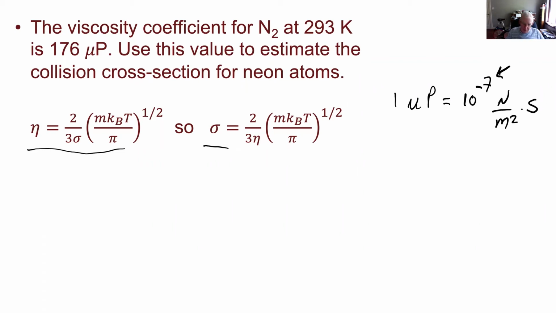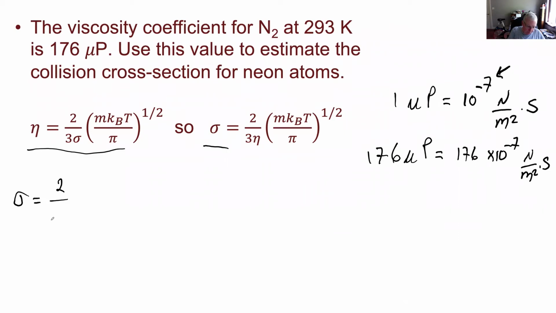Armed with that, I can say that my 176 micropoise should translate to being what? Well, I'll just write it as 176 times 10 to the minus 7 in Newtons per meter squared seconds, okay? Armed with that, I can now set up my calculation, and I think I can fit it all on here. So let's say sigma is equal to 2/3.